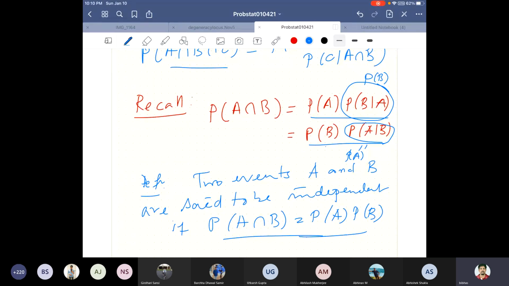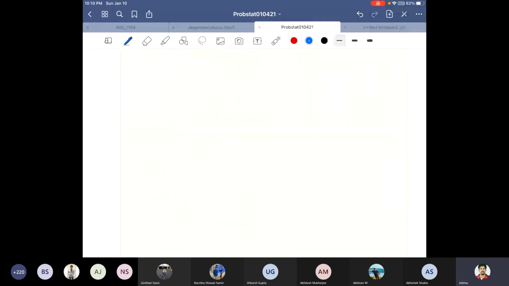So let us see an example. Maybe that will be helpful for some of you. Let us consider an experiment. Let us say I have a coin, and this coin is tossed 3 times.